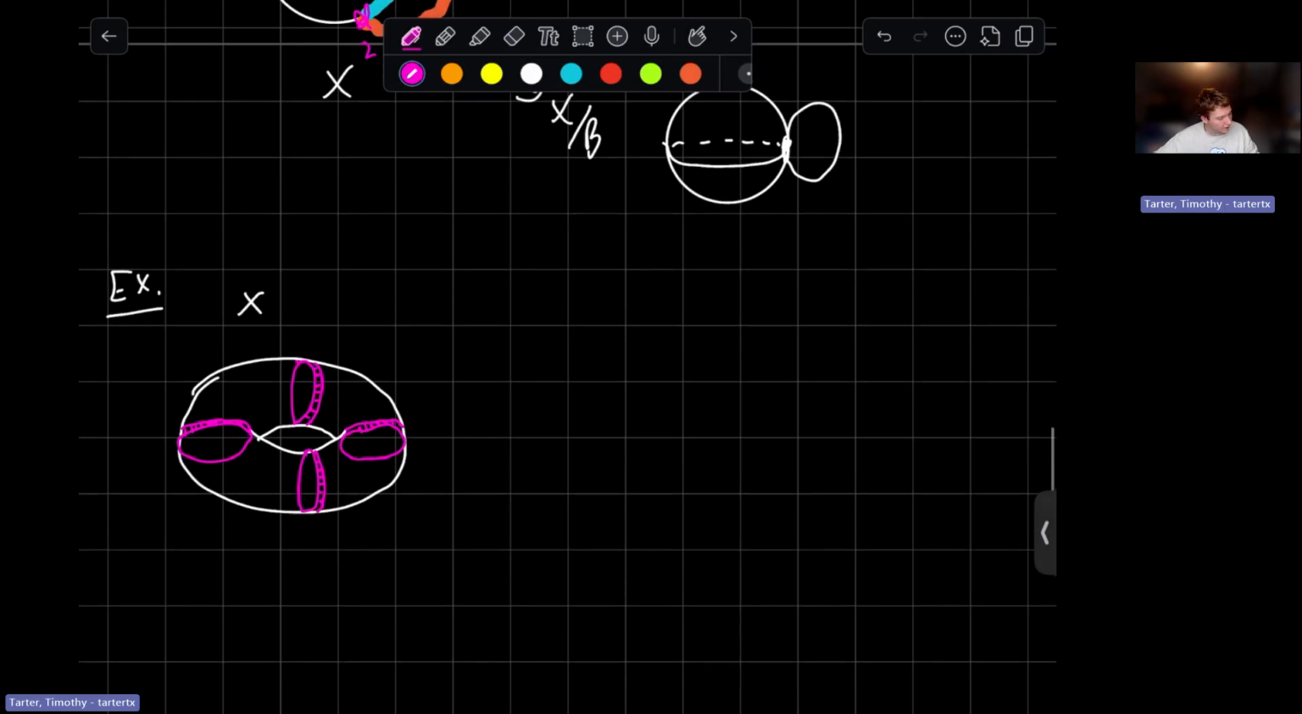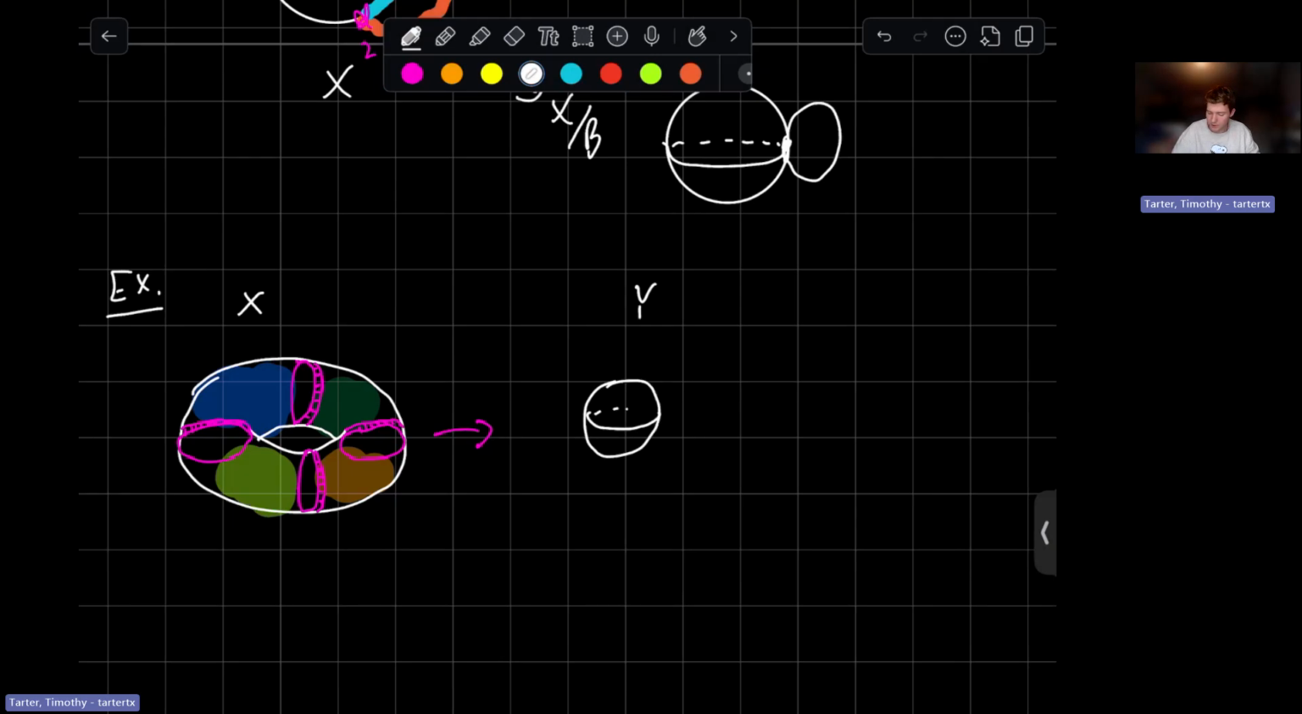And then collapsing each of these to a point takes each of like these middle sections. I guess let me do these in different colors. It takes each of these middle sections of the torus and turns it into a space Y, which is 4 one-spheres, which each touch at a point.